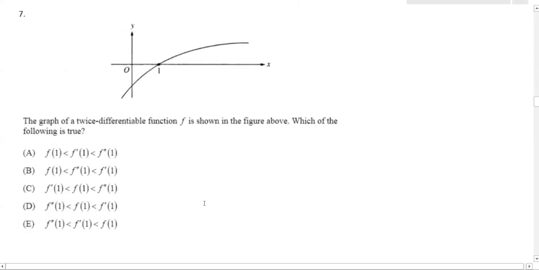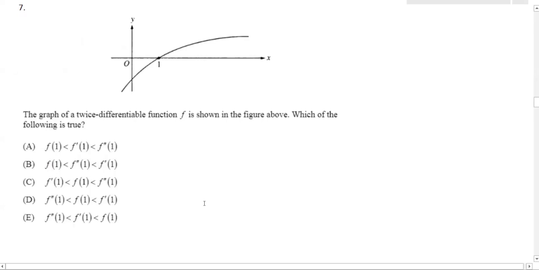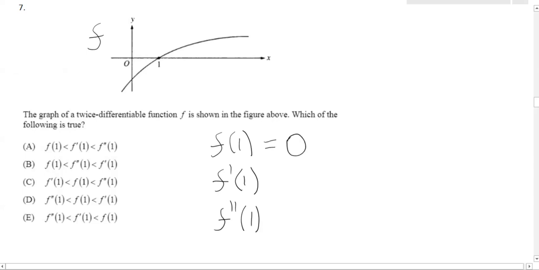Now, number 7, I like this problem. This is one of my favorite problems. The graph of a twice differentiable function f is shown above. So we have the original function f. Which of the following is true? We have a bunch of inequalities here talking about the values in relationship to one another of f, f prime, and f double prime at 1. F of 1, we can get it because on the graph, that's an x-intercept, so we know this is 0.